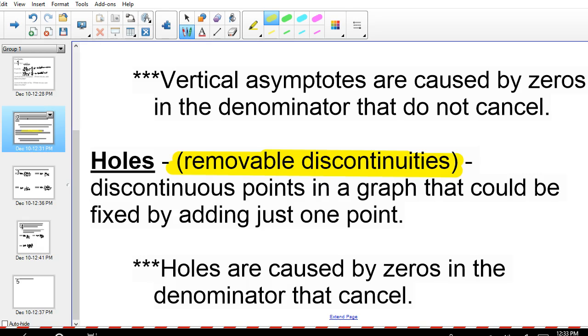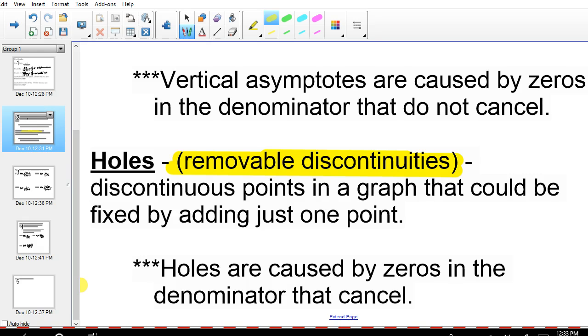Typically in class, I'm probably going to call them holes most of the time, because I'm not quite as fancy and formal of a math teacher as some maybe. So I like to call something a word that's easier to remember. But removable discontinuity is another word you can use for this. It's called a removable discontinuity because you could remove it by just putting a single point there. If we put one tiny little point there to fill in that hole, then it would be continuous. Holes are caused by zeros in the denominator that cancel.